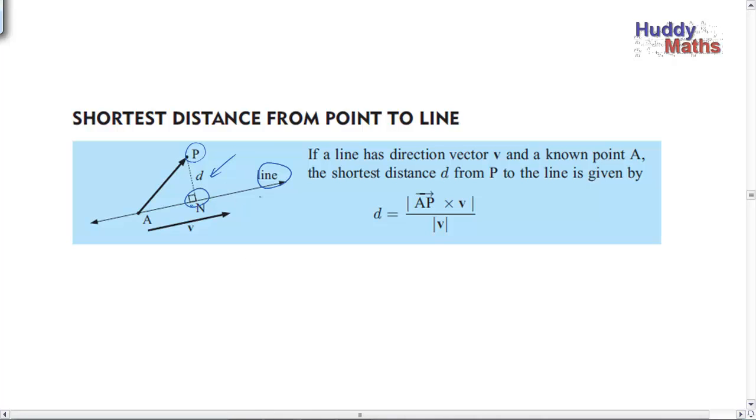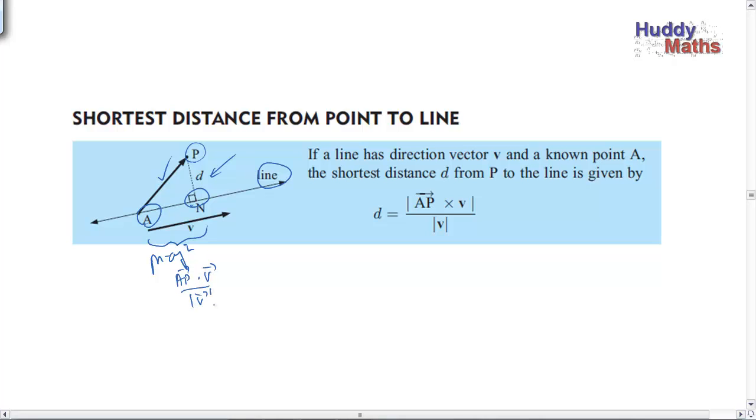Now, what are we going to do? Well, if we know a point on the line, let's construct a vector AP. We did this before, where we wanted to find this distance here, and that was the projection. Do you remember that? That was this vector AP dot V divided by the length of V.